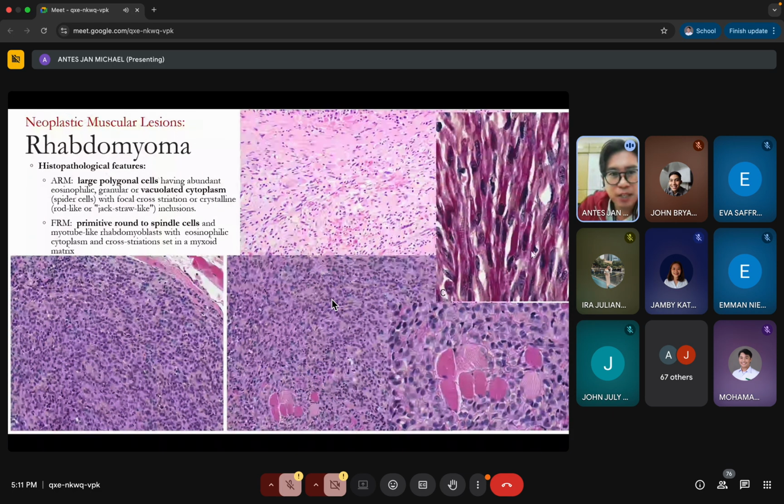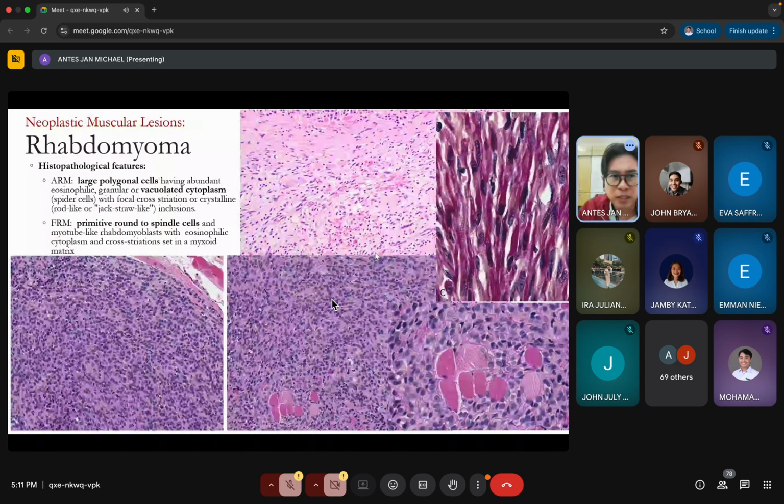Now what you can see here, this one. When the primitive cells, or the rhabdomyoblast, transition to a more differentiated cell, they would appear more strap-like. These are called strap cells. And within these strap cells, you will actually see and appreciate all of those cross striations.